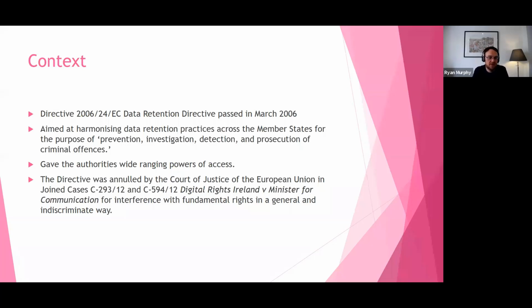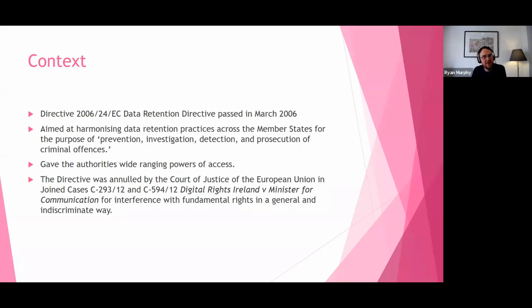Today we are going to explore the way in which international law obligations impact on the way in which the English legal system operates. We're going to use a very particular example. We're going to look at the case of the European Data Retention Directive.